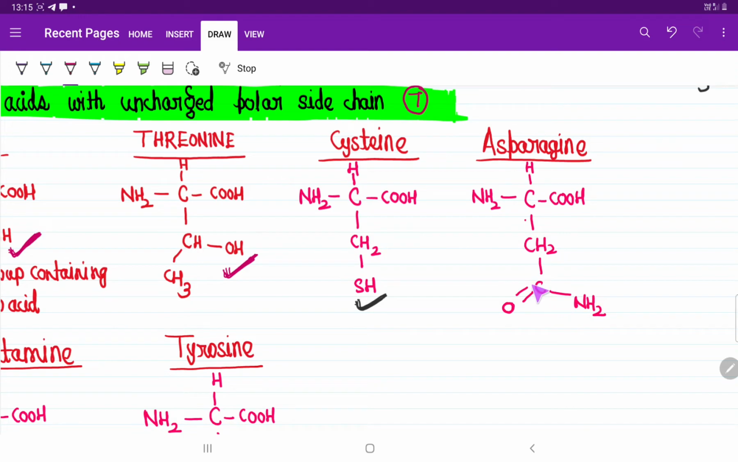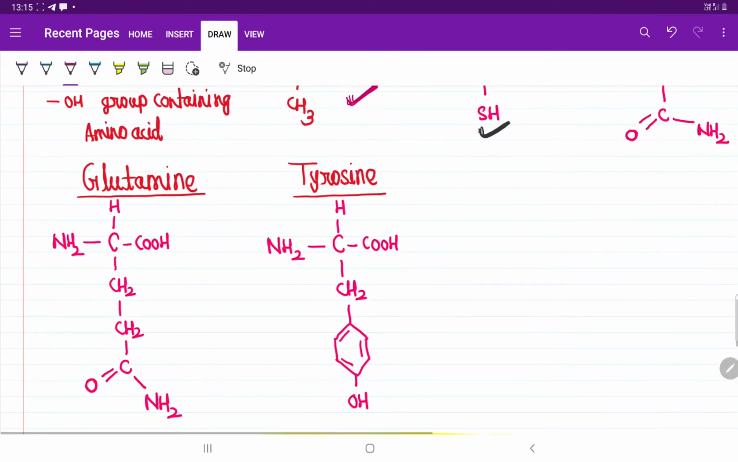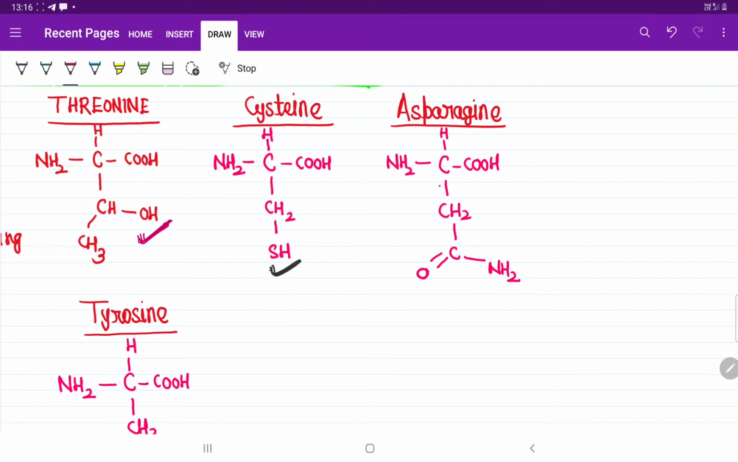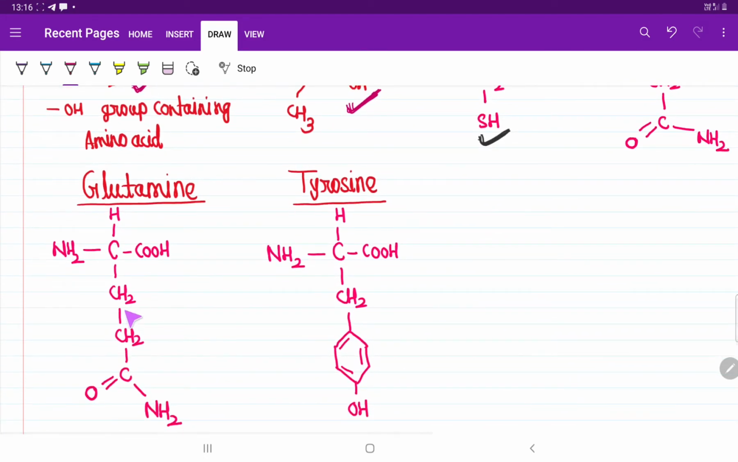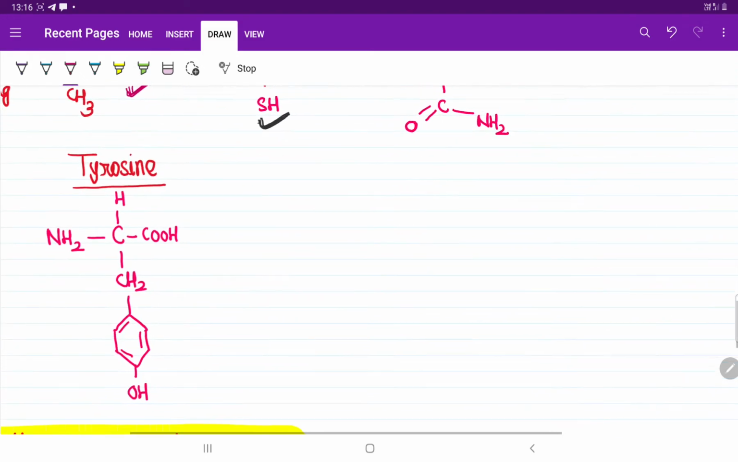Asparagine, you see, has an amide group, CONH2 present. So asparagine has an amide group, and then we have glutamine, which also has an amide group. What is the difference between glutamine and asparagine? Amino group here also, carboxylic acid group here also, hydrogen here also. But in the side chain, you see 2 carbons and 1 amide group present in glutamine. Here only 1 carbon and then the amide group present, right?